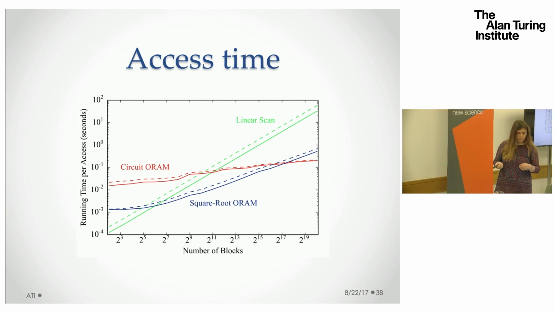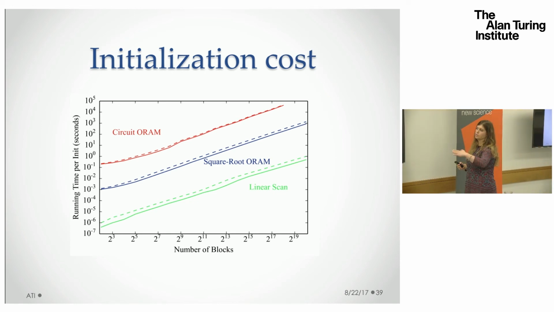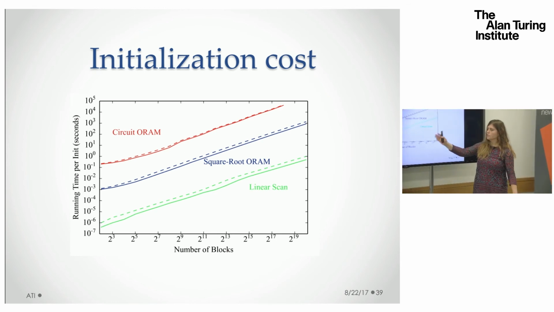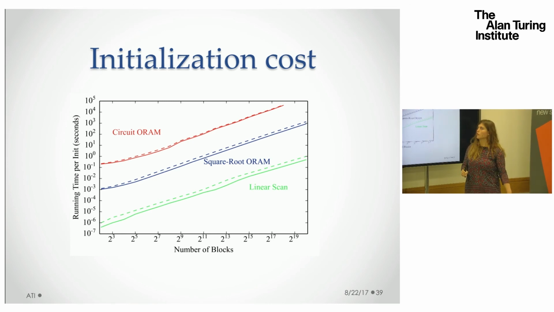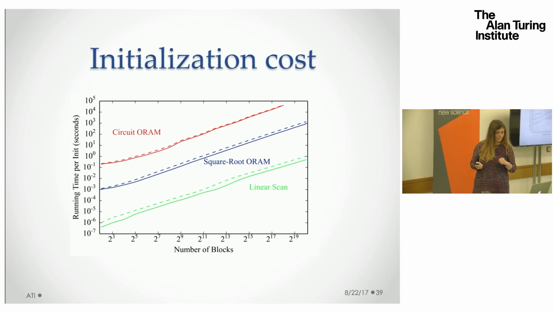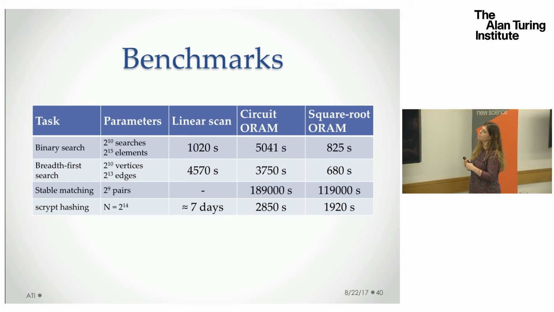We also looked only at initialization cost. So this is only initialization cost across the different constructions. And for linear scan, the initialization is essentially doing a permutation. Or not even doing a permutation, just sharing the data between the two parties. And then we have square root ORAM, which has faster initialization than circuit ORAM for most of the sizes.